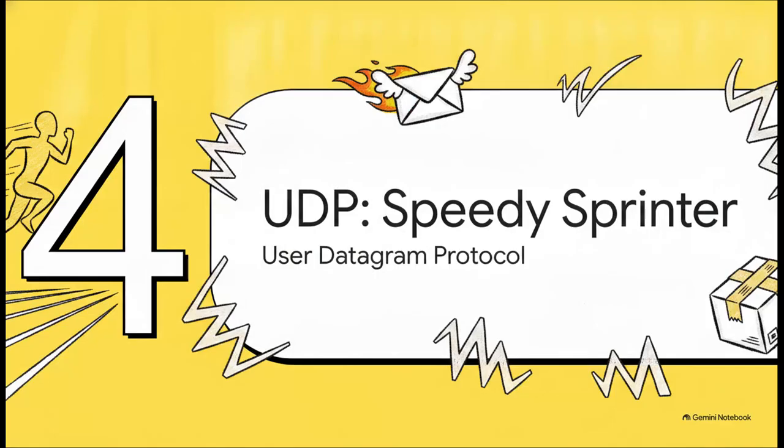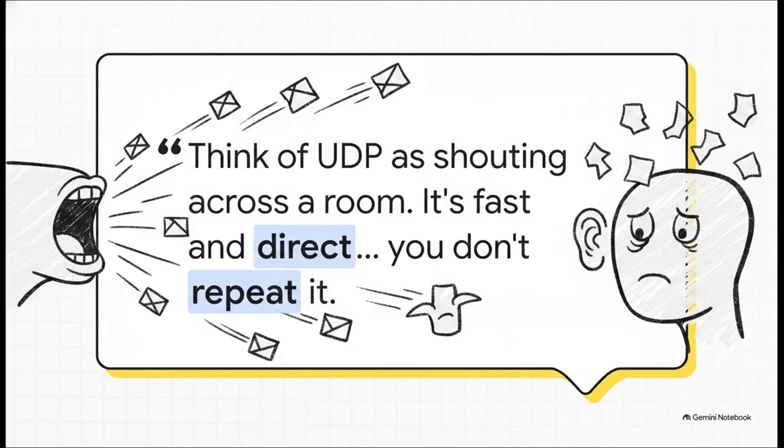Section 4. UDP, the speedy sprinter. Enter the User Datagram Protocol, or UDP. If TCP is the meticulous registered mail courier, UDP is the fire and forget sprinter of the Internet. I absolutely love this analogy of shouting across a room. UDP is connectionless. There's no handshake. There's no polite introduction. It just starts blasting data at the receiver as fast as humanly possible.